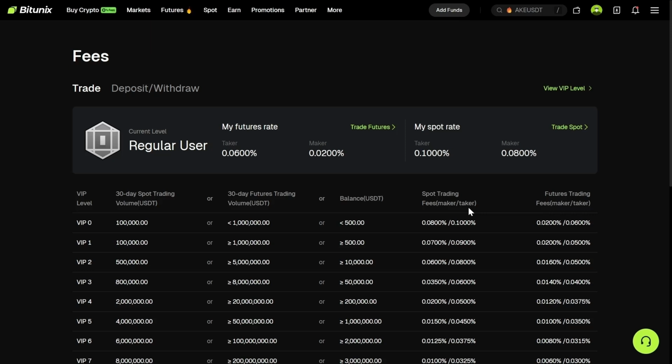Depending on your account balance and your 30-day volume for your trades, there will be different fees. For the basic level, you'll be paying 0.08% for a maker trade and 0.1% for a taker trade.